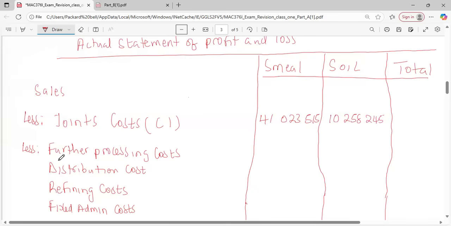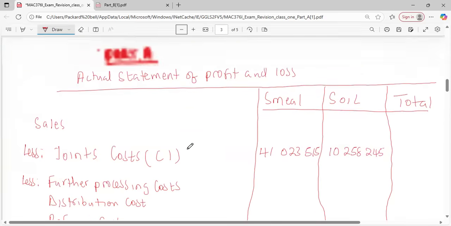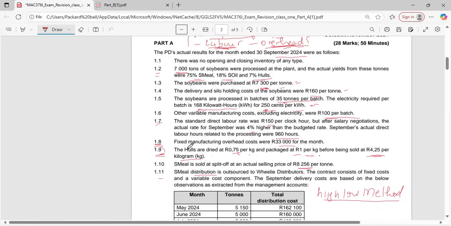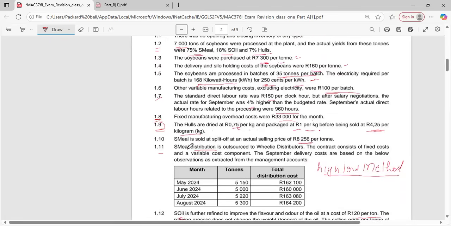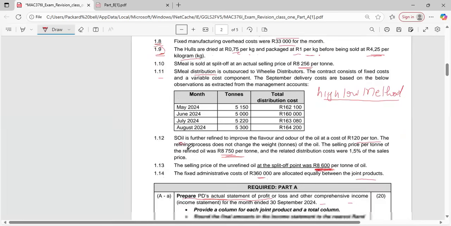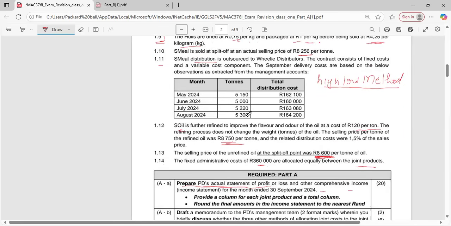Then further processing costs. Who is further processed here? This is what you should look at now. In our further processing cost, you are going to look at who was further processed. S oil is further refined to improve the flavor and odor of the oil at a cost of 120 per ton. The refining process does not change the weight of the oil.